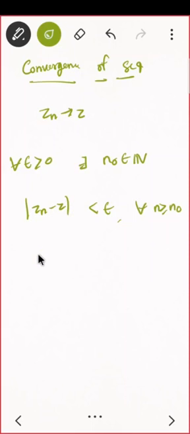And how do you write? You write it as limit n tending to infinity Zn equal to Z. This is how you write, correct? And one more thing, if you remember, if there is no limit then it is not given. Okay. One more, I may write it as a theorem.